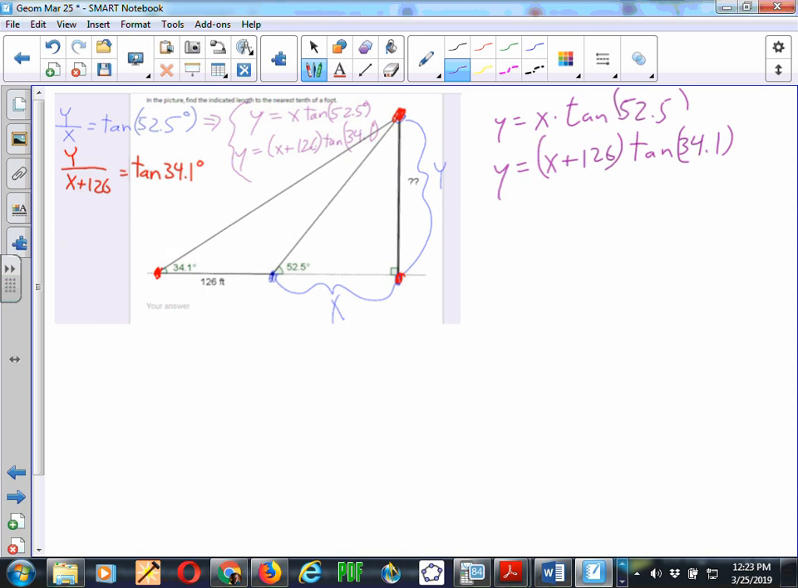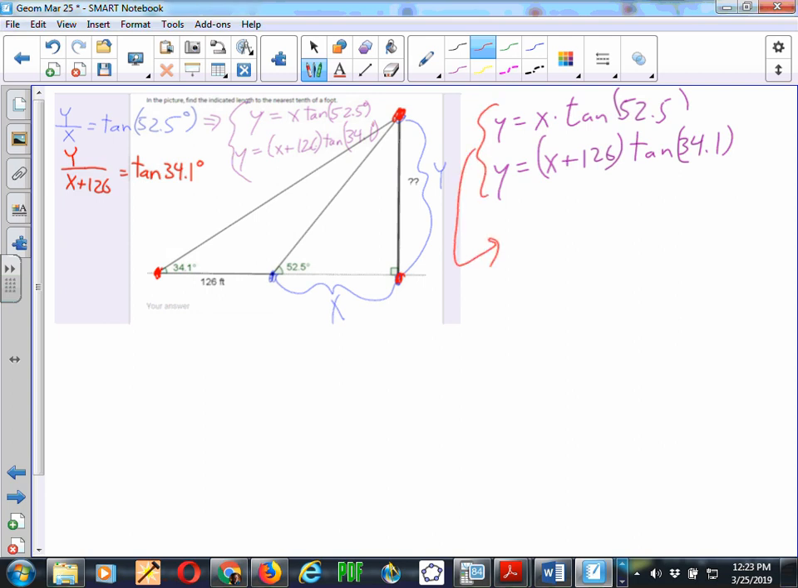Okay, one of the things we know is we're trying to find a point where the two lines meet, right? They cross, like I got my arms crossed here. Now, at that point where the two lines meet, the y-coordinate is gotten by multiplying the x by tangent of 52.5. But the y-coordinate at that one point is also gotten by adding 126 to the x-coordinate and multiplying the result by tangent of 34.1. So the idea of substitution is to take the two expressions for y, substitute one of them into the other equation.